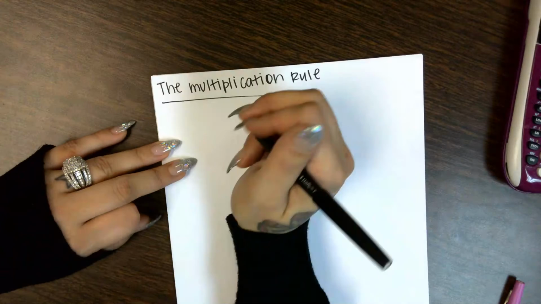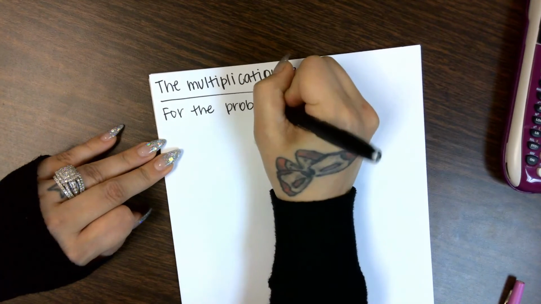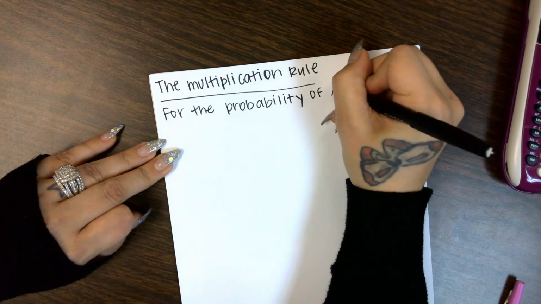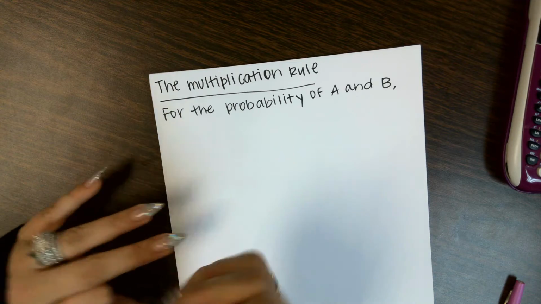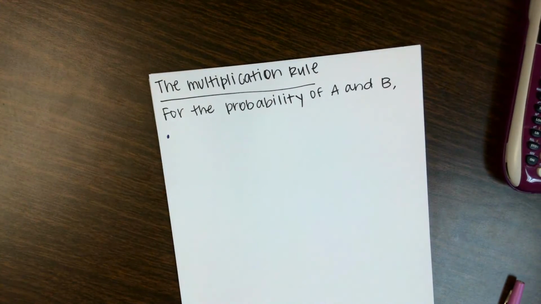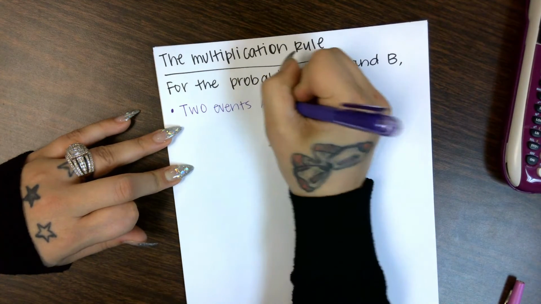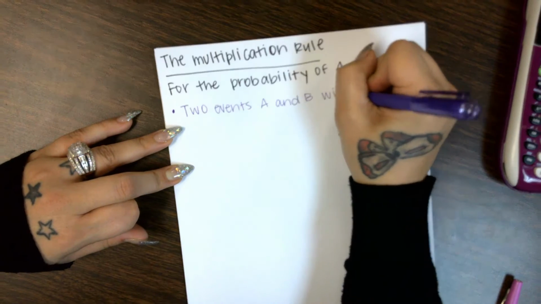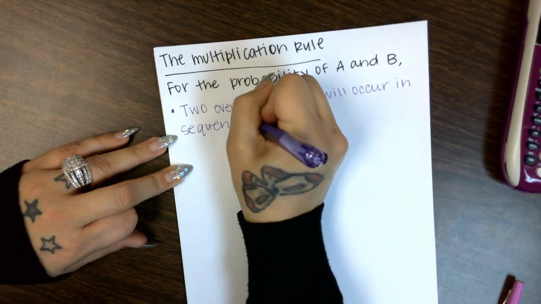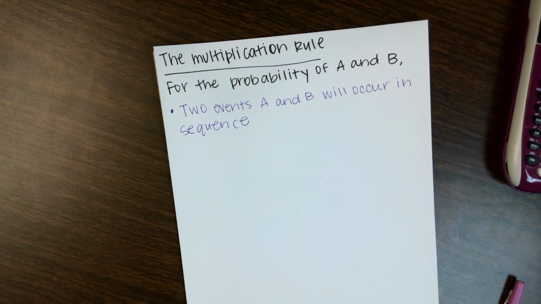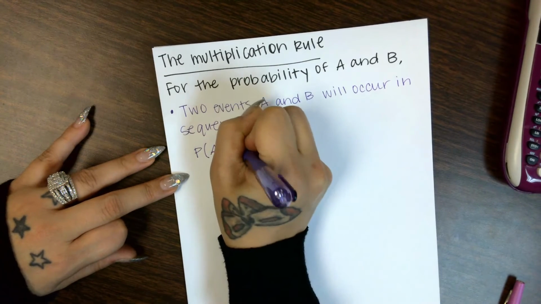So we have the multiplication rule, and for the probability of A and B, I got a bullet. And it says 2 events, A and B, so 2 events occurring in sequence and dependent on each other. What we would do is we would take the probability of A and B.